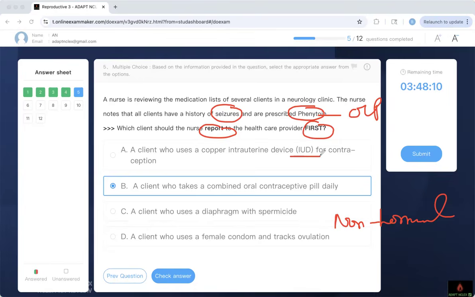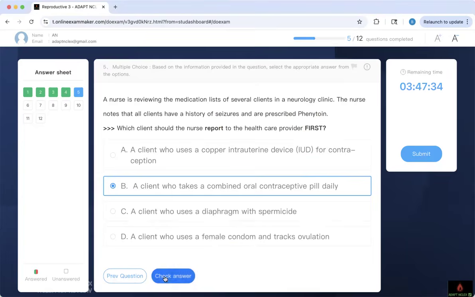Copper IUD, no hormones, it uses copper and it kills the sperm. Oral contraception pill, you take it, it is combined hormonal. Spermicide and diaphragm, no hormones. Condom, no hormonal contraception associated with it. Some will say you can combine hormonal and non-hormonal, but it's still fine. This question is straightforward, no ambiguity. Three of the answers are not hormones. Therefore, I'm picking this because phenytoin makes this ineffective. And that's the right answer.